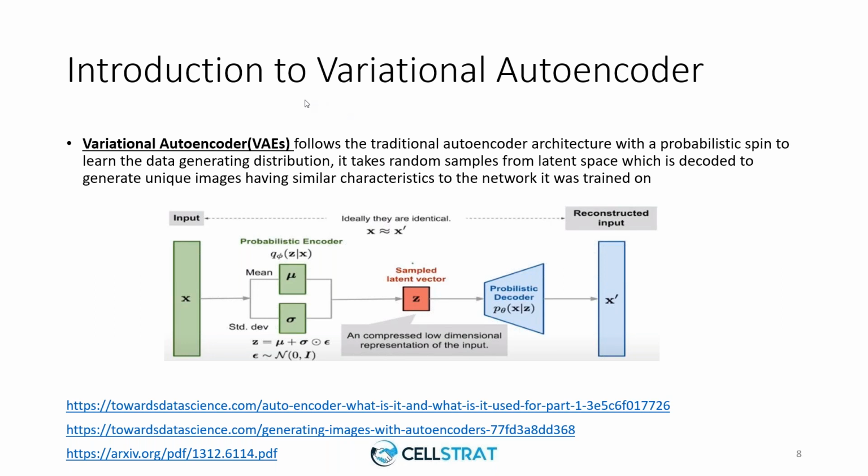All right, so coming to the introduction to variational autoencoders. Now, with variational autoencoders, the architecture remains the same, but there is a probabilistic spin.